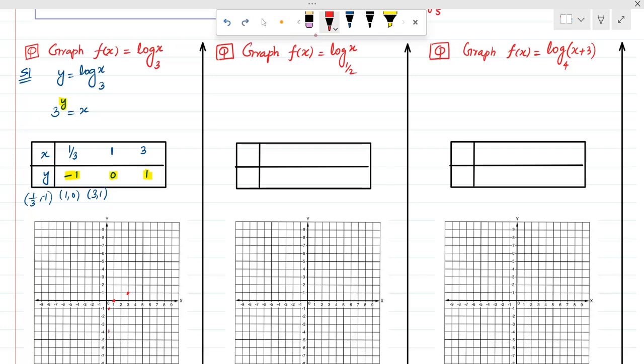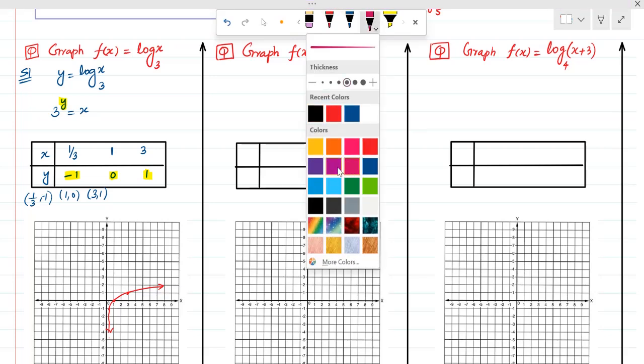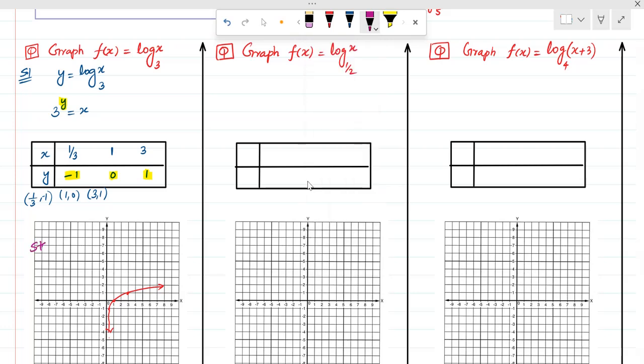If you join the line, by the way, this is the standard graph and it is increasing. Why? It is going from down to up, so it is increasing. Also, there is an asymptote. It should not touch the y-axis. It is passing near the y-axis, not touching. So this is the asymptote, and this is the graph for the first one.